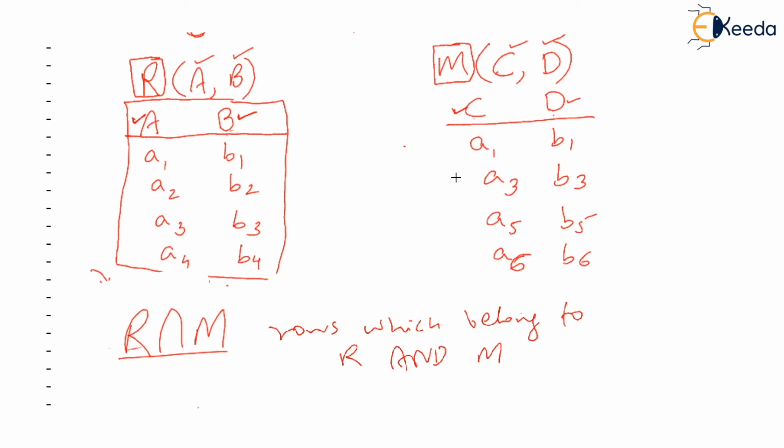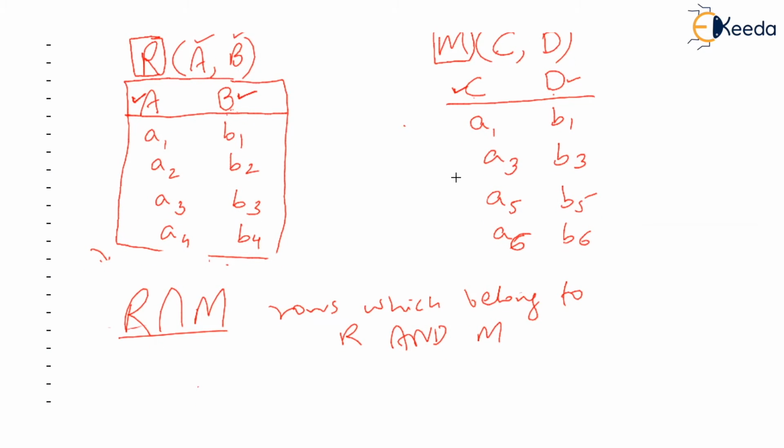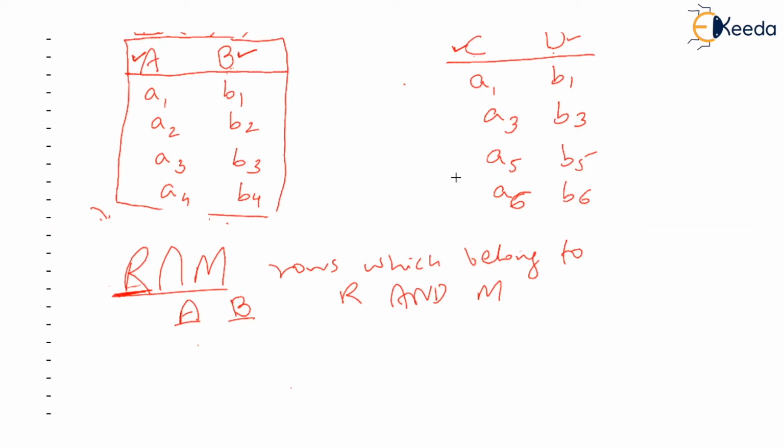Whereas union was rows which belong to R or M. Isn't it so? So which rows can you see here? Here are A1, B1. You can see in the result, we will have again A and B, not C and D, because the first table on the left I wrote is R. So the columns will be named according to R. The common rows over here are A1, B1. As you see, A1, B1 belongs to both the tables. And you can see A3, B3 also belongs to both the tables. So this will be the result of R intersection M.